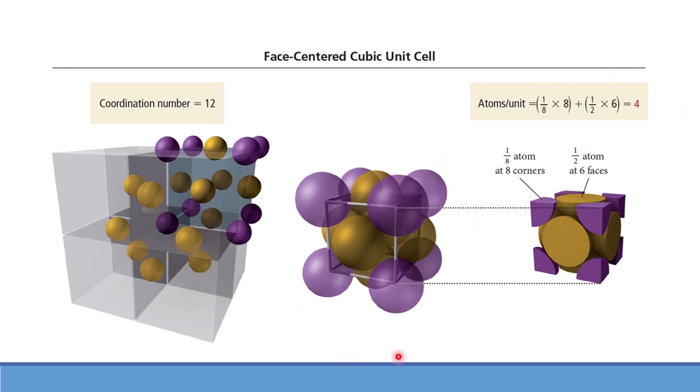Notice how this is the closest packed structure. It has the least amount of empty space. It's about 74% occupied, I think, is what I remember from the previous slide. So this face-centered cubic cell, much more closely packed.